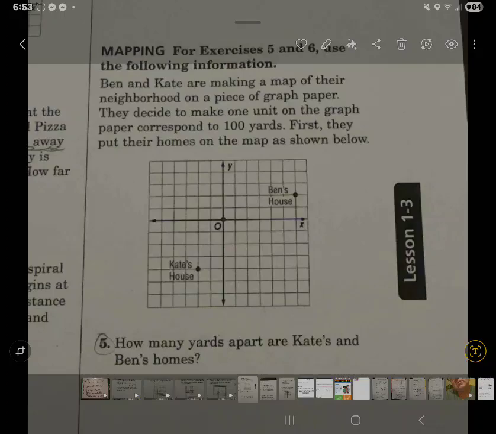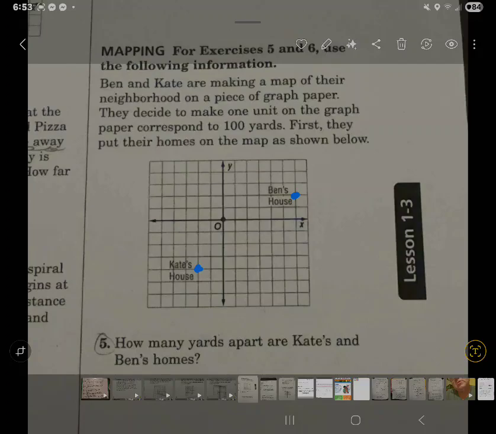All right, so here we got Kate's house right here. Let's turn on our little handy dandy. So we got Kate's house and we got Ben's house, all right? It says, how many yards apart are Kate and Ben's homes? Well, again, we're going to use that crazy distance formula, right? It looks kind of scary. You guys know it looks scary, but it's actually not. All we're using is the X values and the Y values, okay?